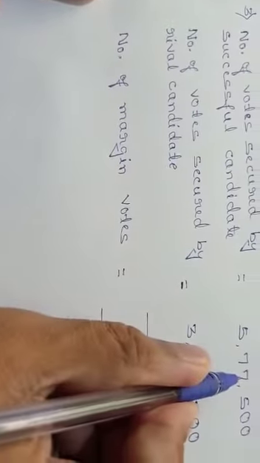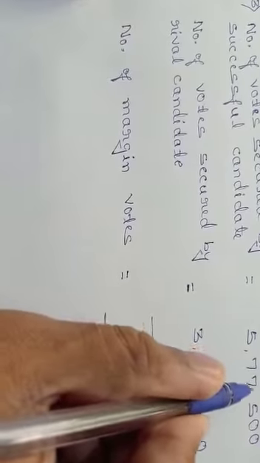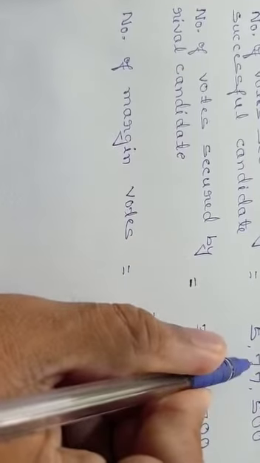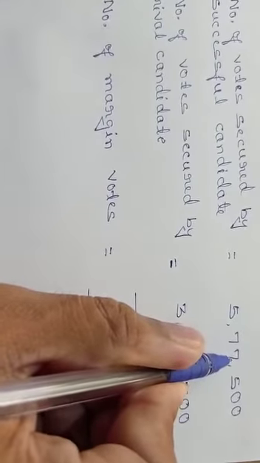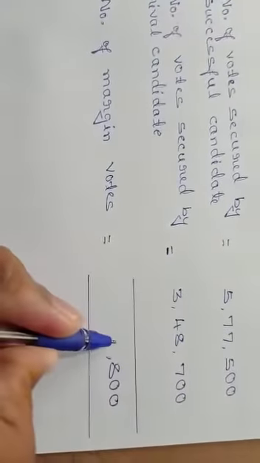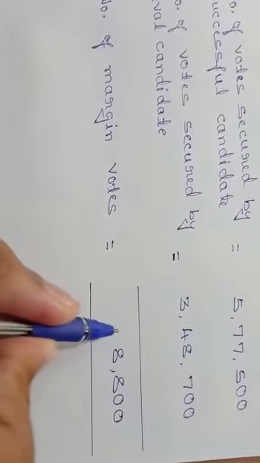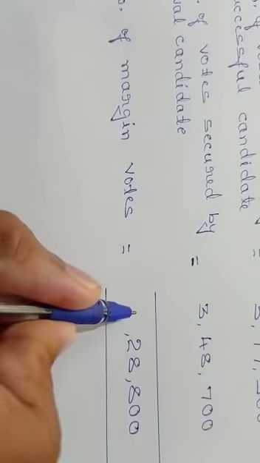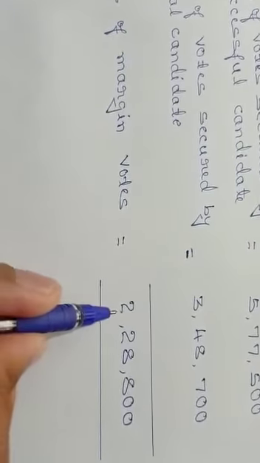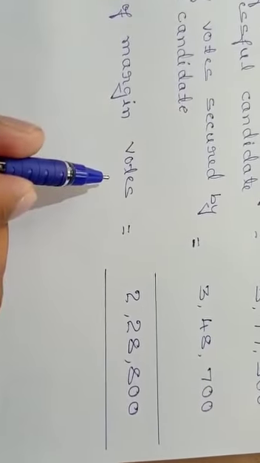Students, here 6. It is difficult to subtract 8 from 6, so once again borrow 10 from here. It becomes 6, it becomes 16. 16 minus 8, 8. This is 6. 6 minus 4, 2. And 5 minus 3 becomes 2. 2,28,800 is the margin of votes. Okay.